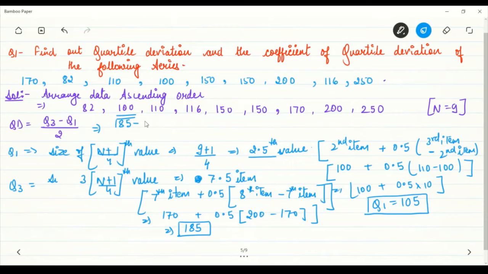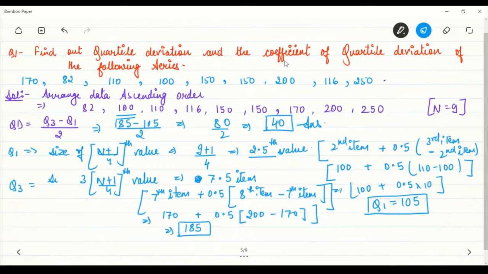Let us place the value in the formula, and we get Q3 minus Q1, that is 185 minus 105, by 2, and it gives us 80 by 2, which gives us 40 as our quartile deviation and the answer of this question.